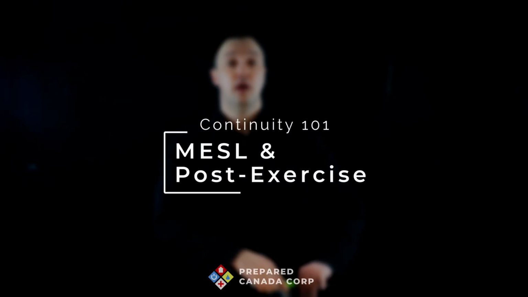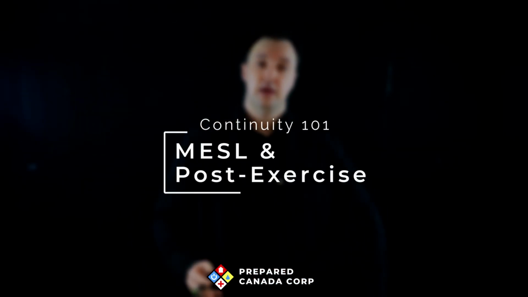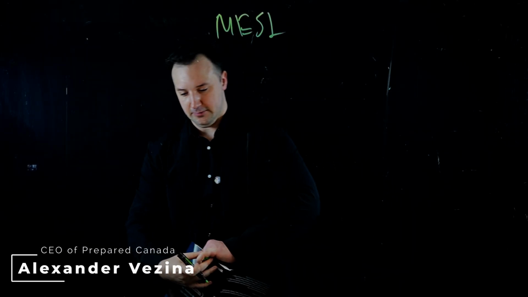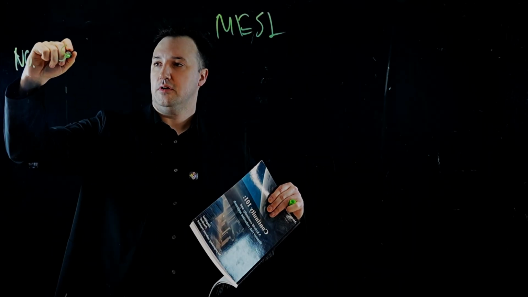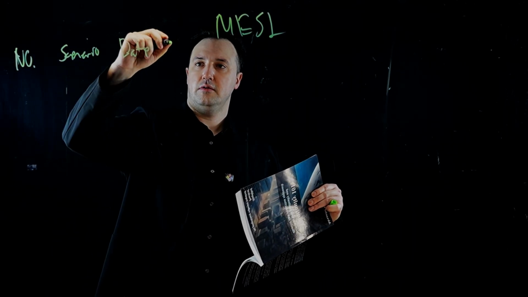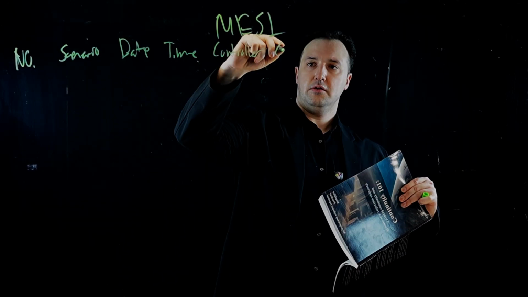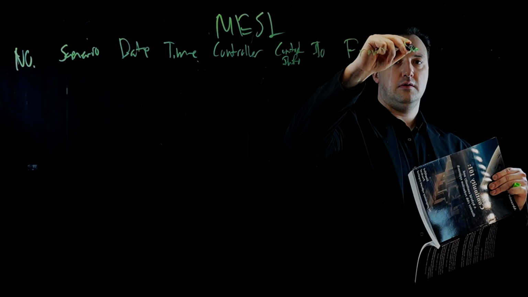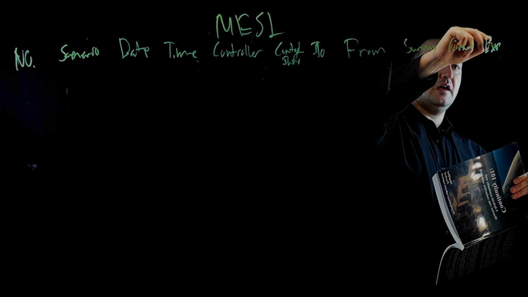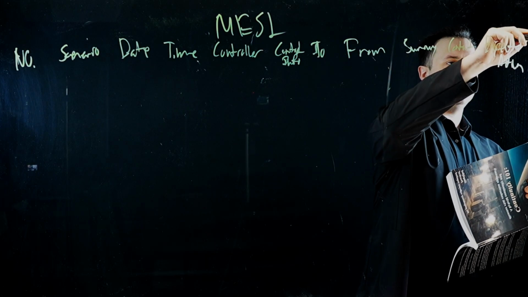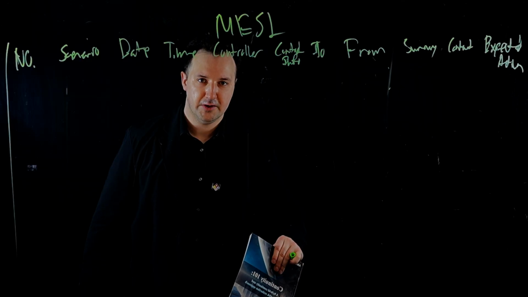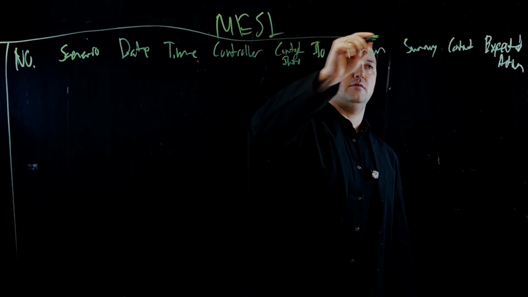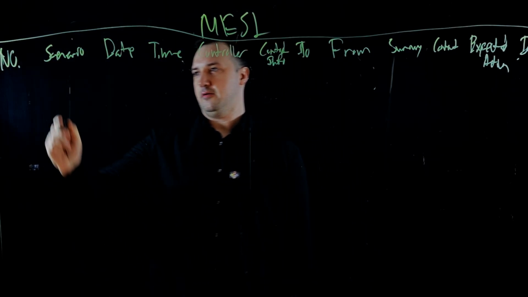Okay, a MESL. We have a really big chart. Let's talk about making a MESL. We got the inject number, we got scenario, date, time, controller, contact info, to, from, summary, content, expected action, and then instructions. Welcome to a really big chart.